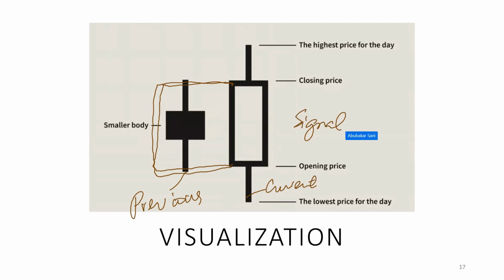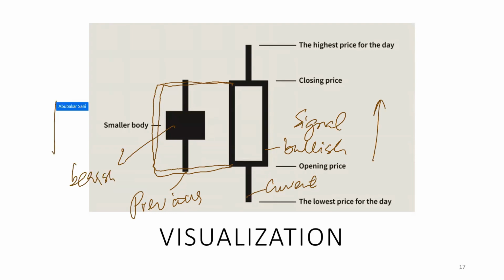Okay, but then the question is, is this a buy signal? Are we buying or are we selling? In order to tell whether we are buying or selling, we look at this current one. This is a bullish bar, which is saying that the open is lower than the closing, indicating price is going up. Whereas this one is a bearish bar, which is indicating that the open is higher than the closing, indicating that the price of the asset is falling.